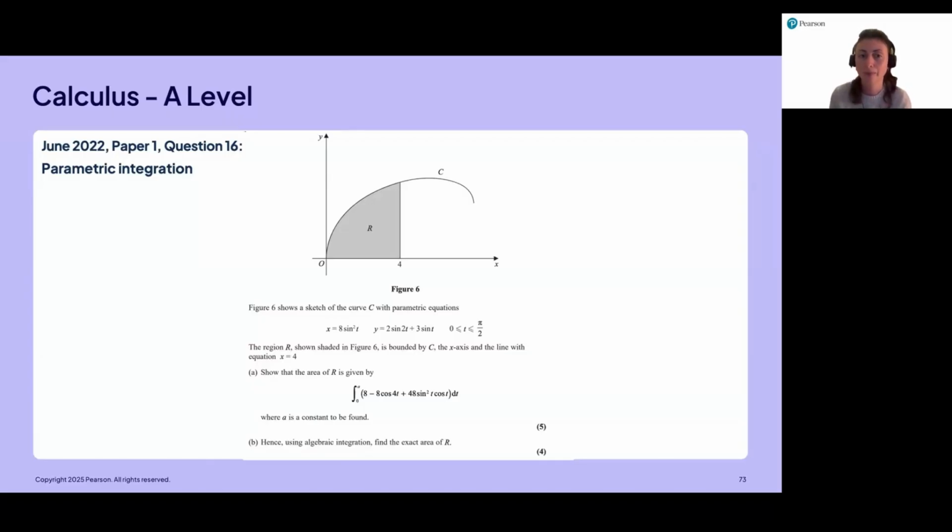Reverse chain rule. And what would it give you? What would you get?